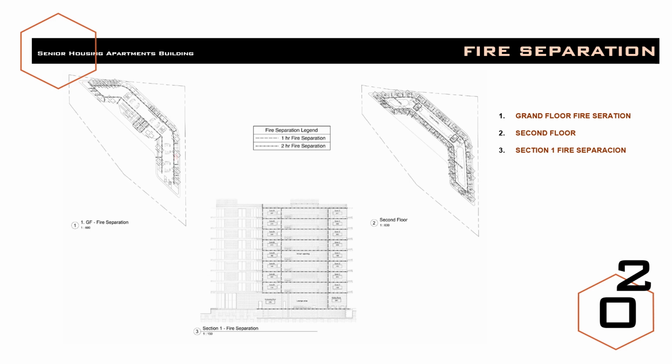In this slide, you can see the detailed fire separation. The ground floor fire separation ensures safety and shares space like the dining hall and recreation rooms in that area. In the second floor, we include barriers between residential suites and common areas. And in the section, fire separations use fire-resistant materials to protect safety and critical areas. Fire safety is a top priority in a senior housing building.